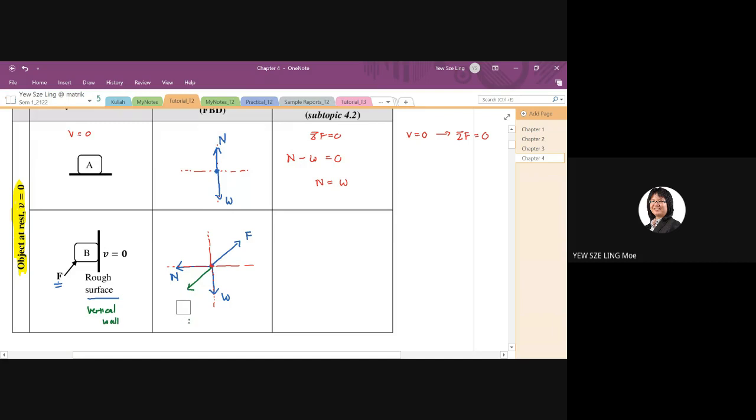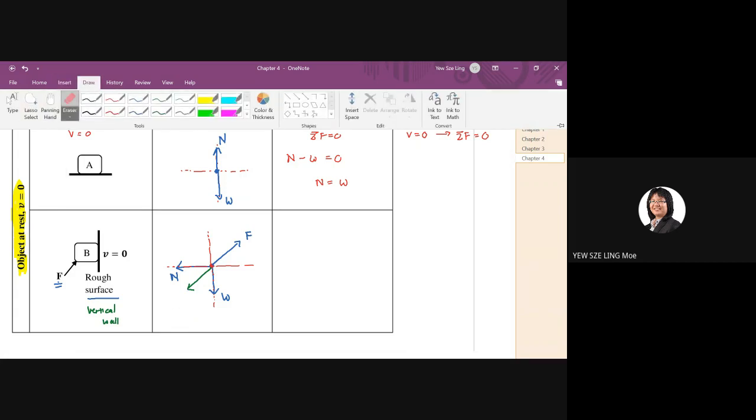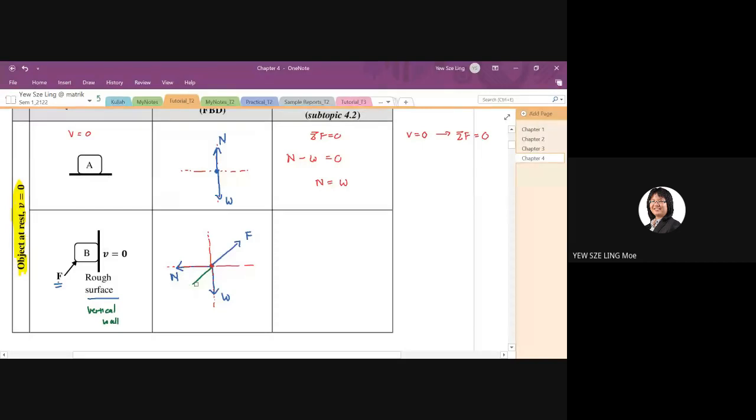So if you get one wrong answer in the exam, what is going to happen? 1 mark will be deducted. Usually this is a 2 marks question. If you got one vector wrong, then 1 mark will be deducted. 2 vectors wrong, then 2 marks will be deducted.